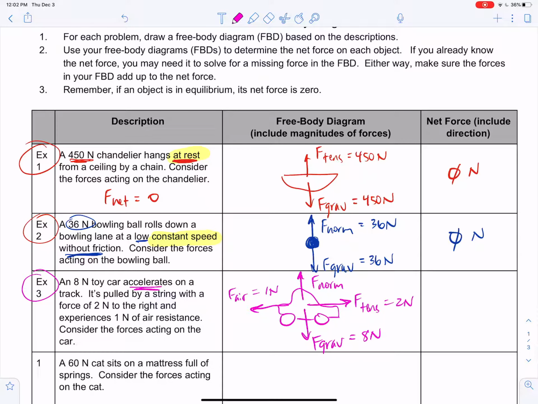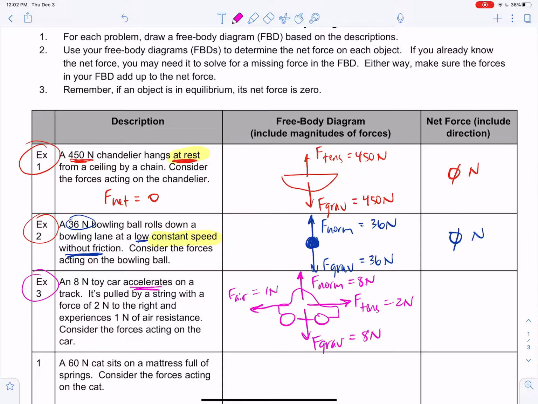Now, if it's a level track and the car is only accelerating to the right, then it is going to be balanced vertically, meaning the forces in the vertical direction are going to balance each other. So I can safely say that this normal force is equal to the force of gravity. It's also 8 newtons. So the sum of the forces in the vertical direction are going to be 0, meaning the net force in the vertical direction is 0, but there is an unbalance of forces in the horizontal direction. I've got 2 to the right, and I've got 1 Newton to the left.